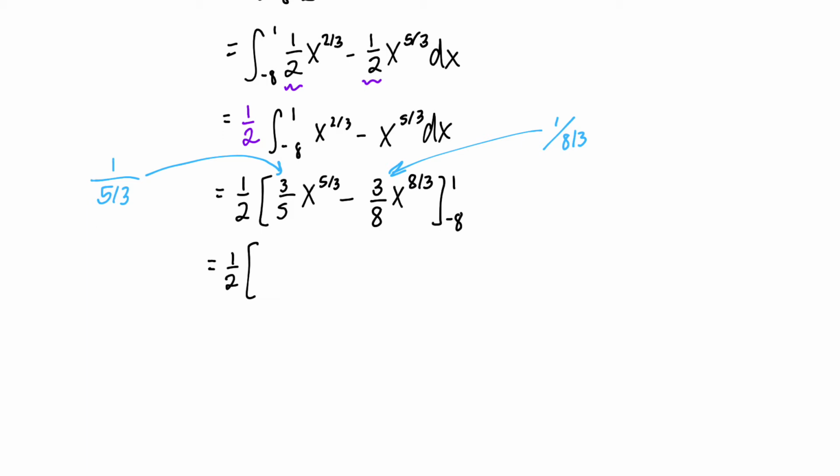All right, so I'm first plugging in this top bound, 1. So 3/5 times 1 to the 5/3 minus 3/8 times 1 to the 8/3. And then I'm subtracting my lower bound being plugged in.